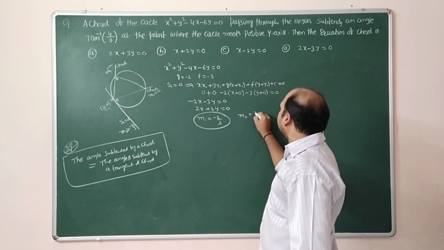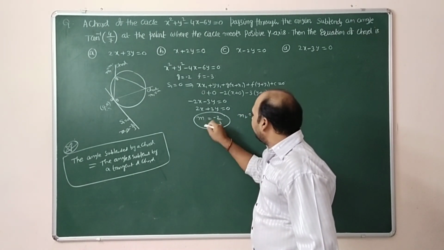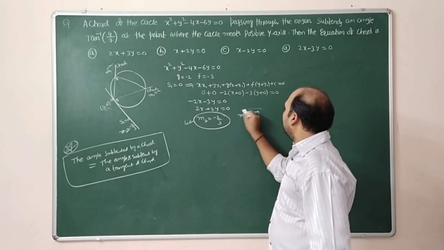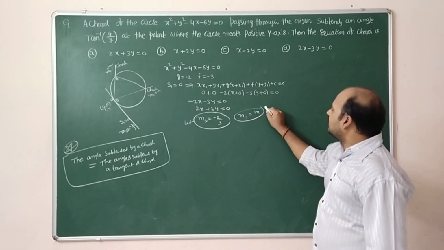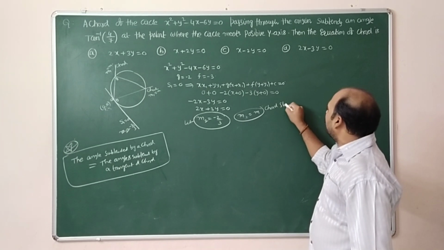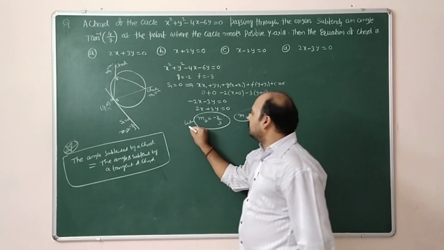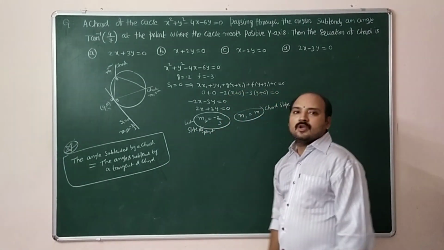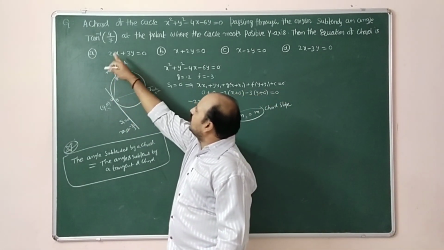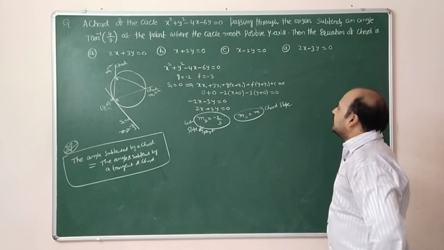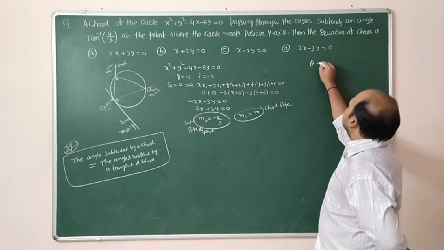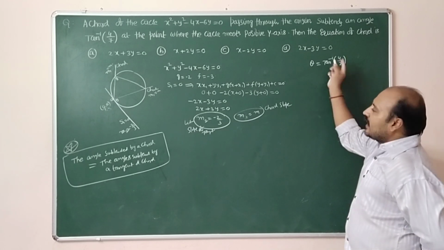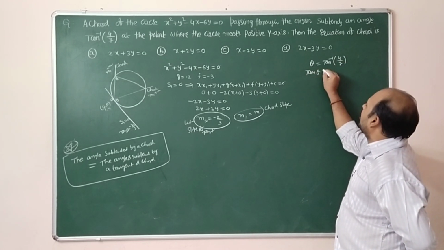Let us assume that this is m2 and this is m1. m1 is equal to m, the chord slope. This is the tangent slope. The angle between these two is tan inverse of 4 by 7, as they mentioned. So given theta is equal to tan inverse of 4 by 7, so tan theta is equal to 4 by 7.